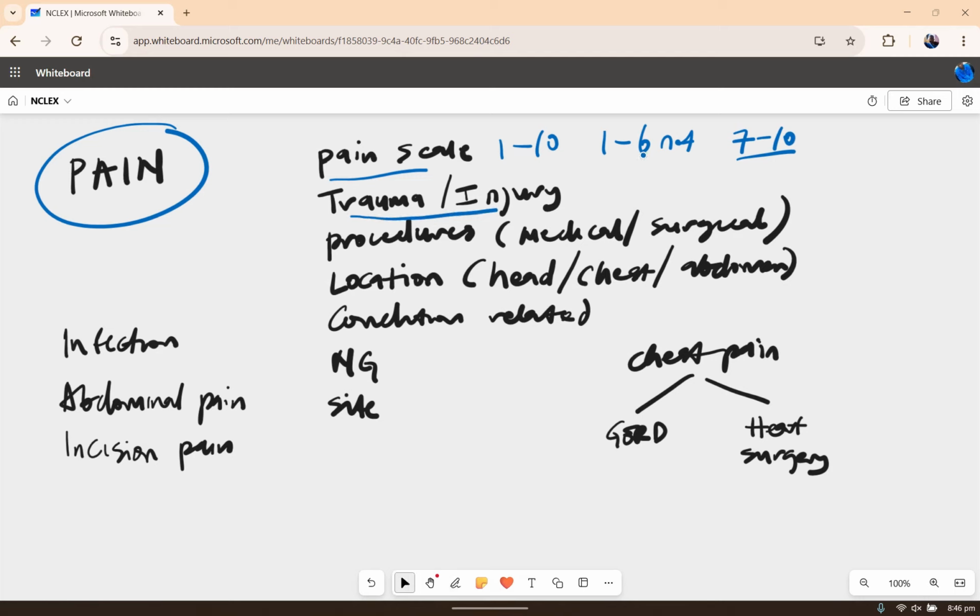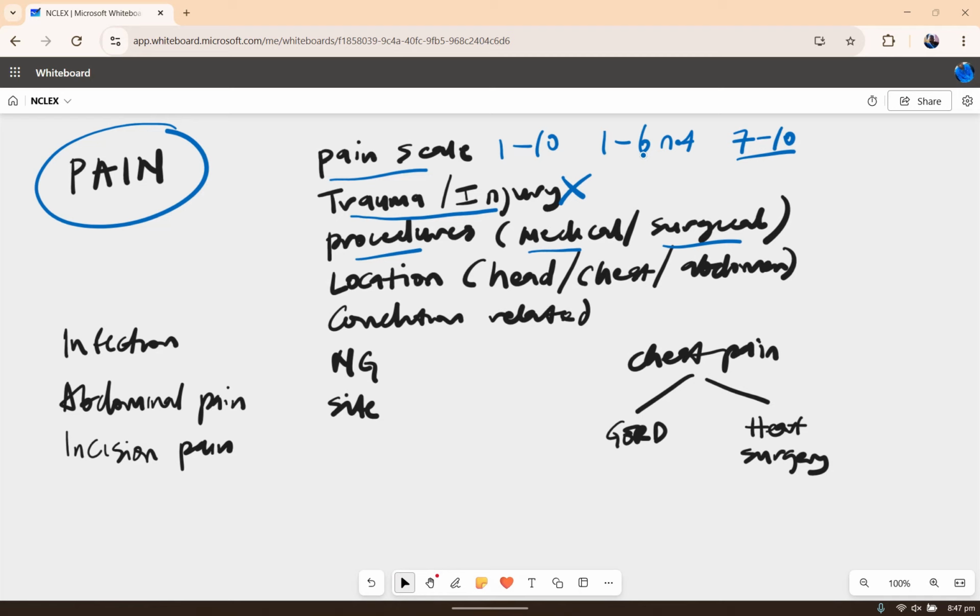Trauma and injury definitely should cause pain. So that kind of pain is expected. So this pain is not a priority. Now, for procedures such as medical procedure and surgical procedure, it can either be expected or unexpected. So it depends on the kind of medical procedure and the kind of surgical procedure.